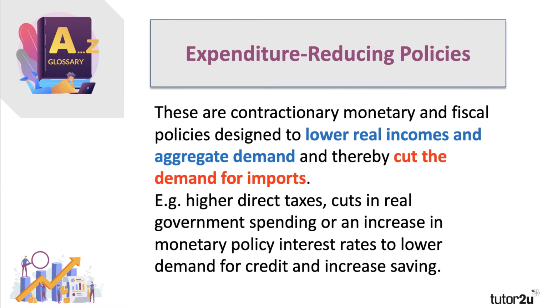So, for example, higher direct taxes would cut people's disposable incomes. Cuts in real government spending might have an effect on the trade balance, particularly if the government is spending less on imported materials used in providing public services. An increase in monetary policy interest rates could bring down the demand for credit and perhaps increase household saving. Increasing the propensity to save means that people are spending less and therefore the demand for imports goes down.